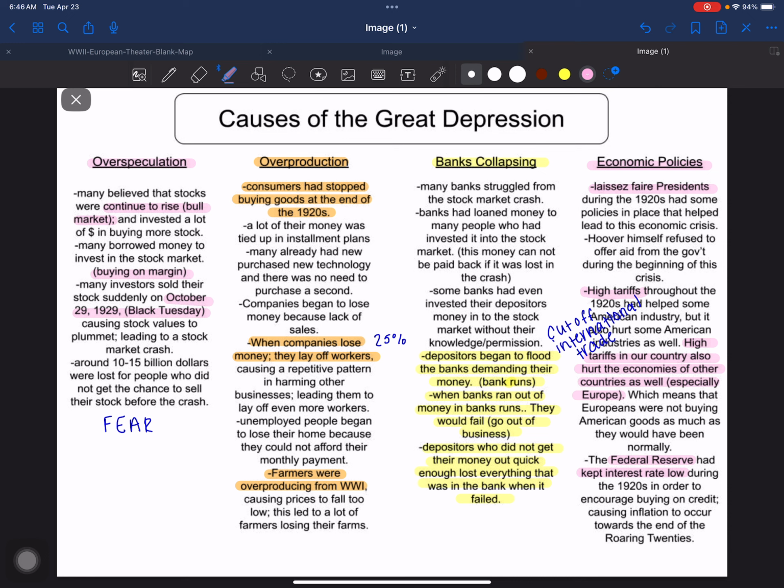And one other thing that it's going to cause is when interest rates are low and tons of people borrowed so much, that put a lot of money out in circulation towards the end, and I'm going to write this, of the 1920s, we will have inflation.